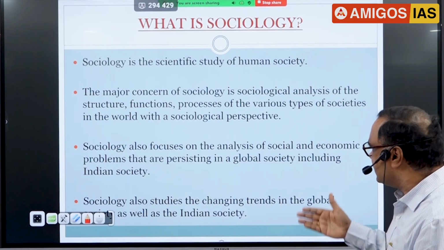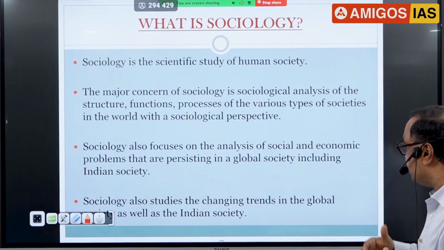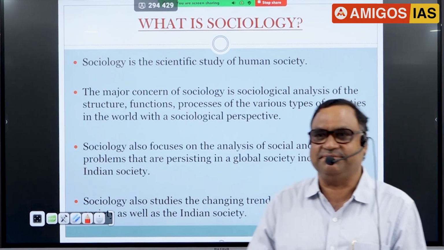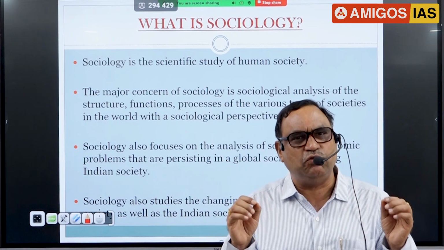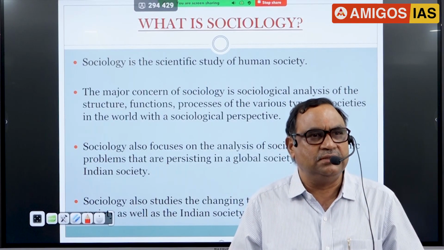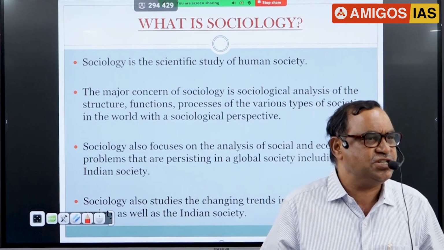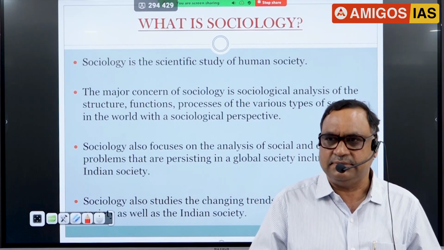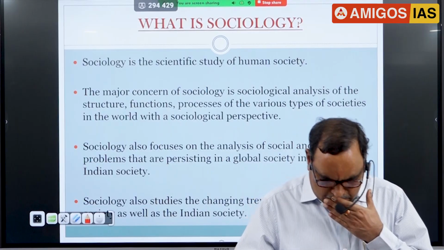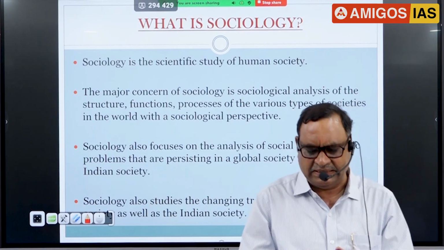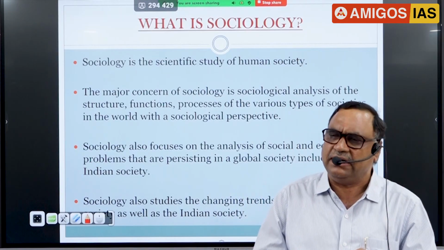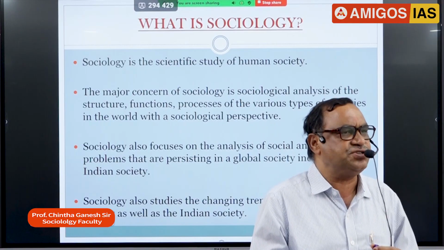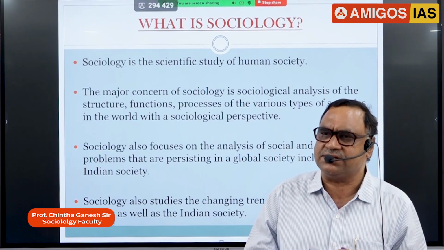Then lastly, sociology also studies the changing trends in the global society as well as Indian society. And repeatedly, I would like to tell you that irrespective of the nature of the society, societies are dynamic. They undergo change. Whether it is a rural society or urban society or tribal society, they undergo change because of the influence of various factors.